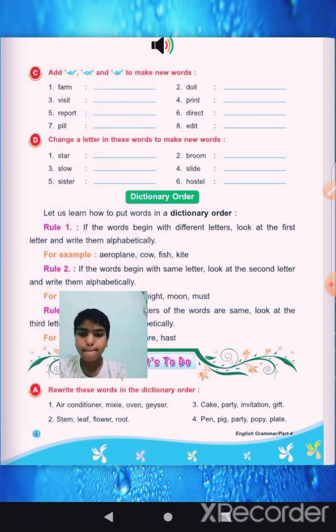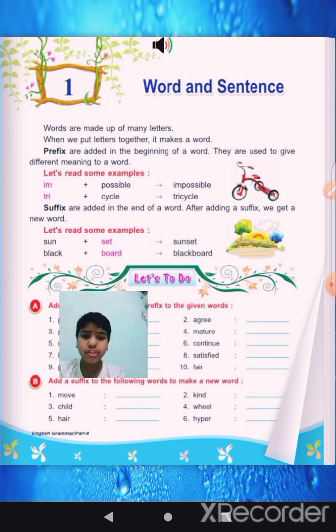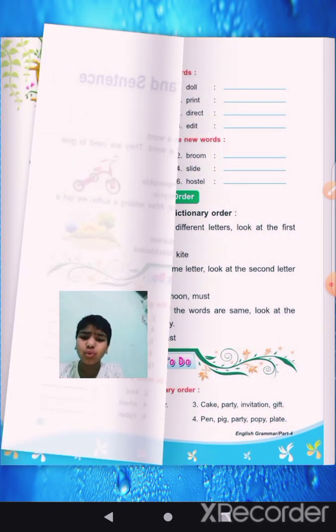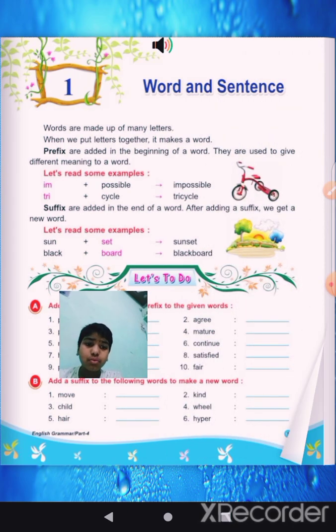Dictionary order. Let us learn how to put. Sorry. The dictionary order is clearer, you just have to read the rules once. So I don't think I will put that recording now.